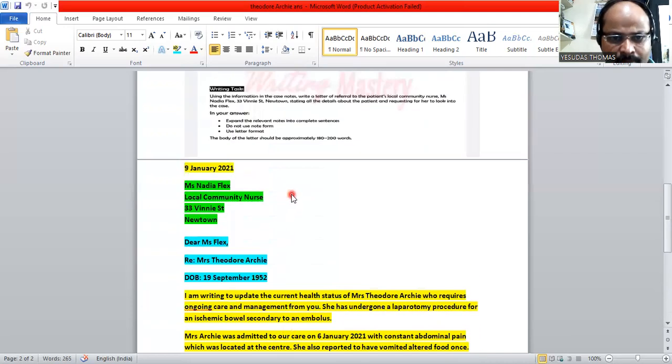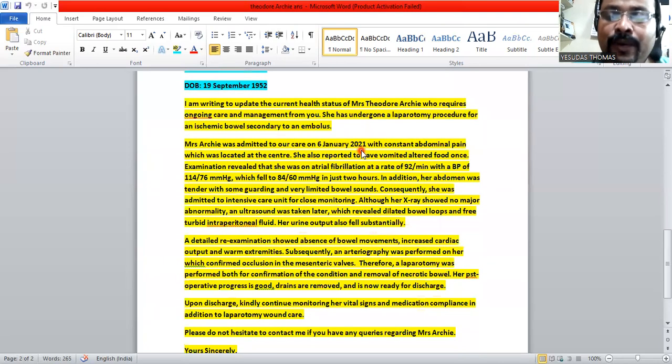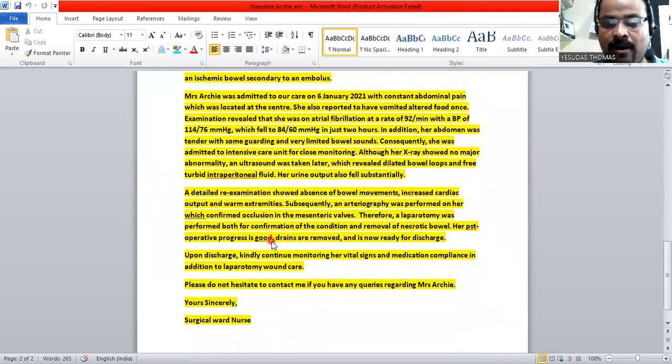So there is something missing there. She was stabilized with fluid replacement and antibiotics. If you need to include that, you can include it here. So she was given IV fluids, or fluid replacement, and antibiotics. If you want to add that particular thing, you have to add it there. So that's it. There is a spelling mistake there.